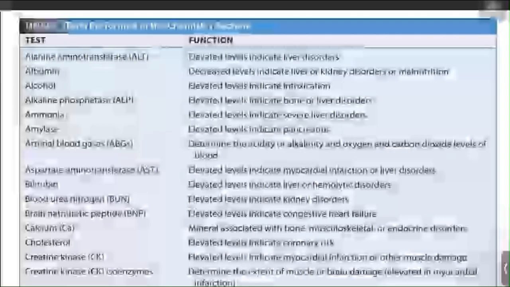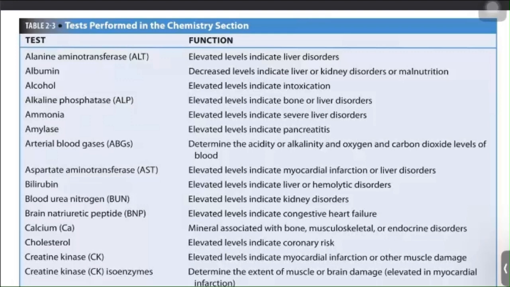So what are the tests being performed in your clinical chemistry section? As I said, you do have enzymes and analytes that are being tested in your clinical lab, such as ALT or alanine aminotransferase, which indicates elevated levels on your liver disorder. This is an enzyme found in your liver. Albumin, main protein that is found inside your body. This is decreased in liver or kidney disorder or even in malnutrition. It will be furtherly discussed on your clinical chemistry on your third year.